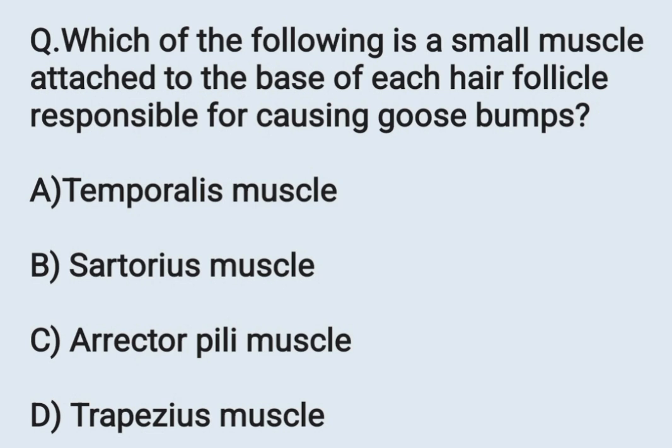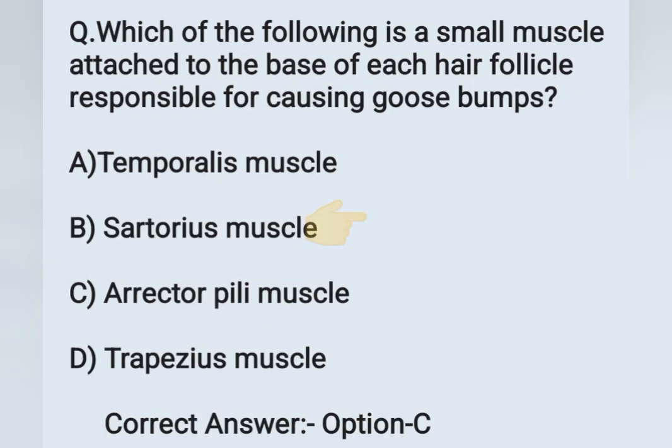Okay, this is mainly responsible for goosebumps. Goosebumps means in some situations, particularly some emotional situations, all our hairs will become erect. That is known as goosebumps or goose flesh. The muscle which is responsible for this is the arrector pili muscle. Option C is the correct answer.